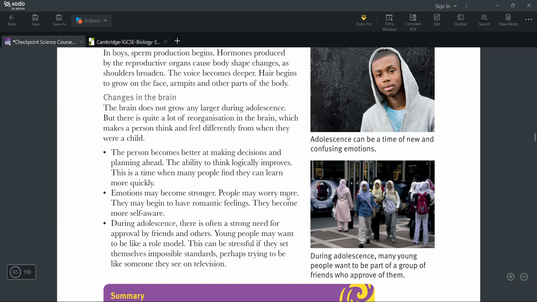People may worry more. They may begin to feel more romantic feelings. They become more self-aware. Yeah, it's a crazy time.